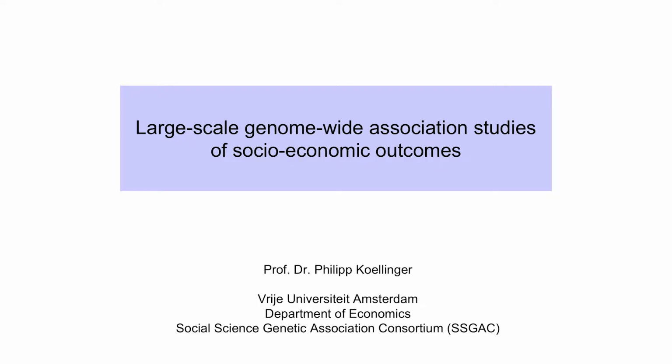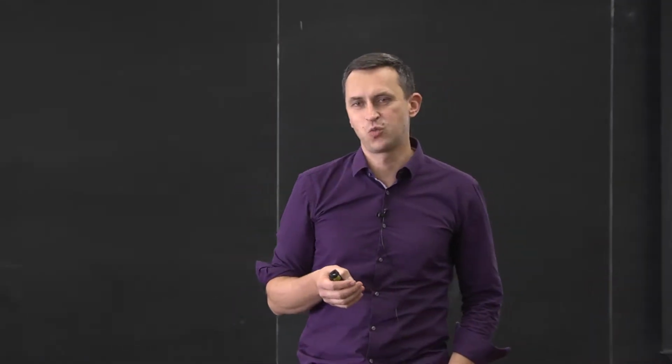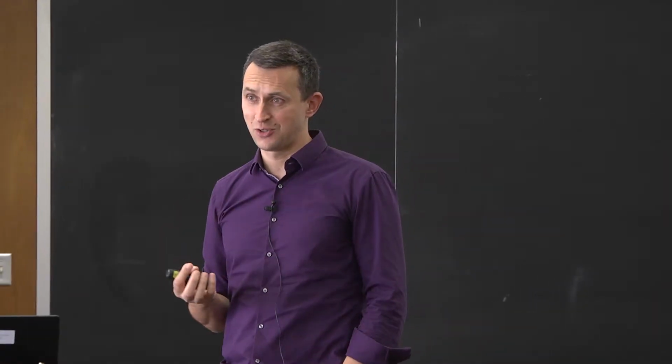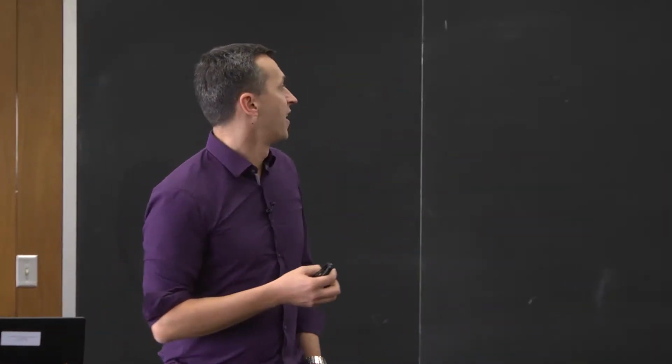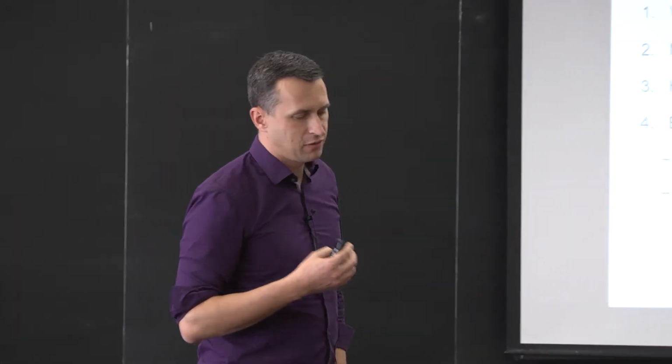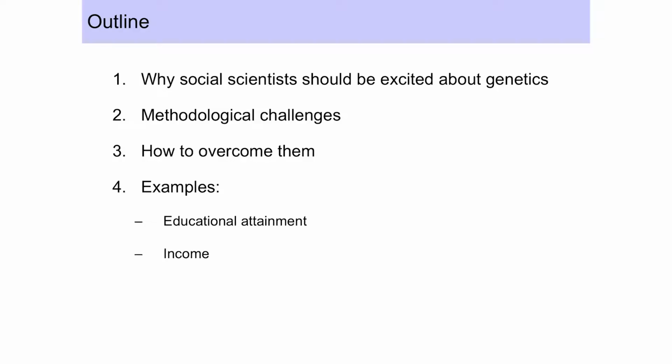So what I want to do today is basically just talk to you about social science genomics and how I'm thinking about it. There are a couple of bases I want to touch. The first thing I want to talk about is why, from my perspective, social scientists should actually be really excited about genetics. And then I'll talk about some of the methodological challenges that we have to deal with when we want to identify specific genetic markers or genes associated with behavioral outcomes, and how we can actually address these challenges.